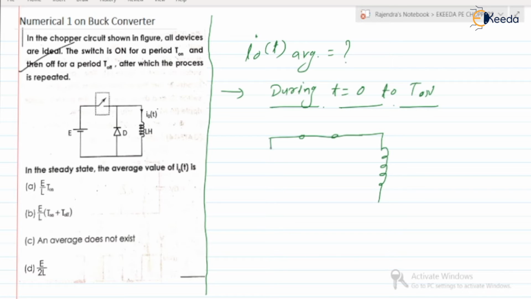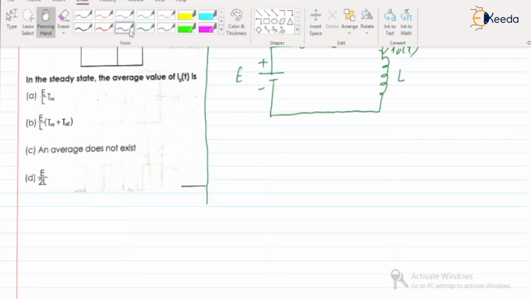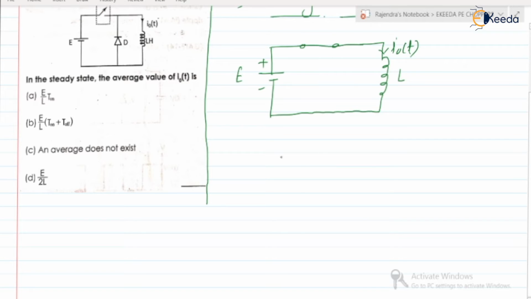Here it is the inductor. Here we will be having the EMF, plus minus E, which is on inductor L, and this current is I0 of t. So from t equal to 0 to t on, how is the waveform? IL, or instead of IL, here it is I0.